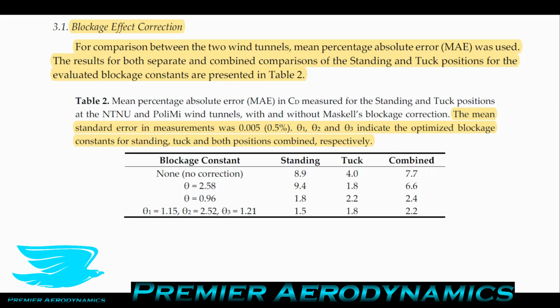So when they used the pre-found ones of 2.58 and 0.96, yeah, it did bring down the overall error slightly in one case and quite well in the other case. But when they made their own, it brought down the error even more, and it was better. Now that doesn't mean that the flow physics is the same. It just means that the drags are similar.